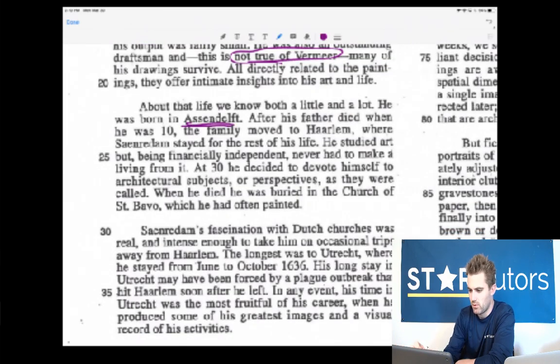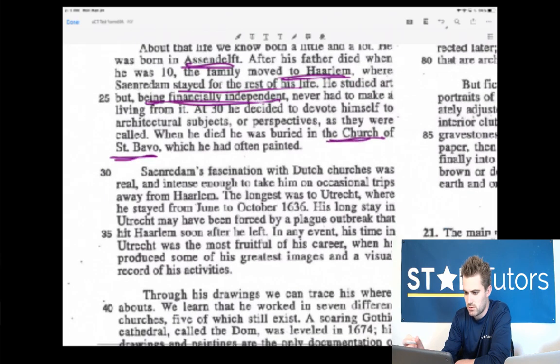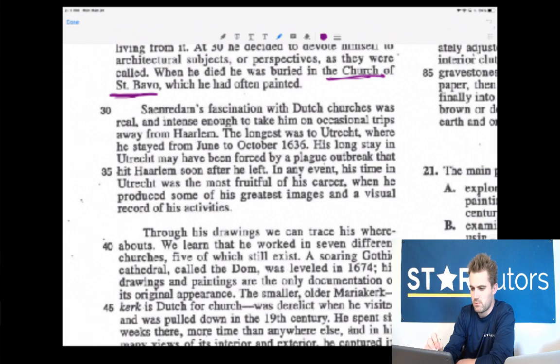They might say, where was he born? They moved to Harlem. Stay here for the rest of his life, but being financially independent. Buried in this church. Occasional trips away. The longest. Okay, the longest.